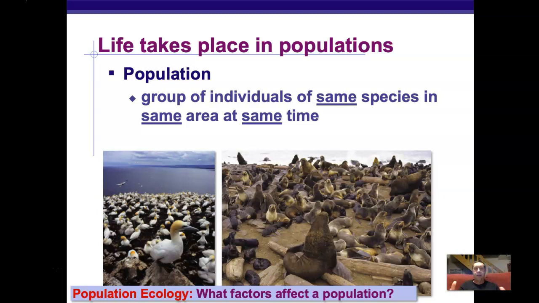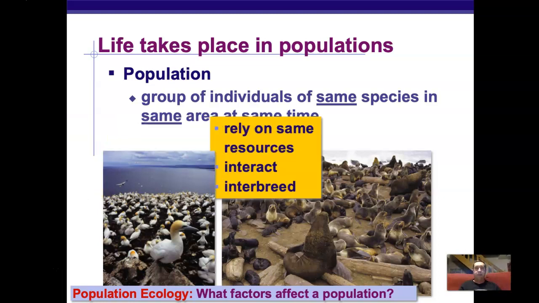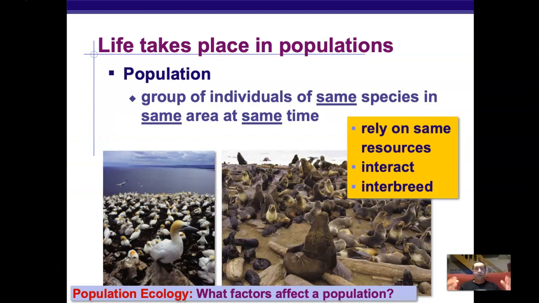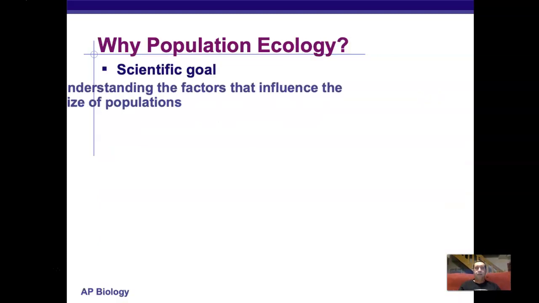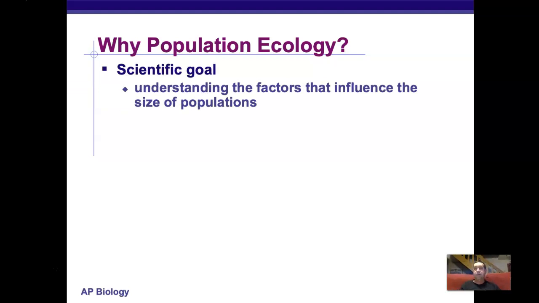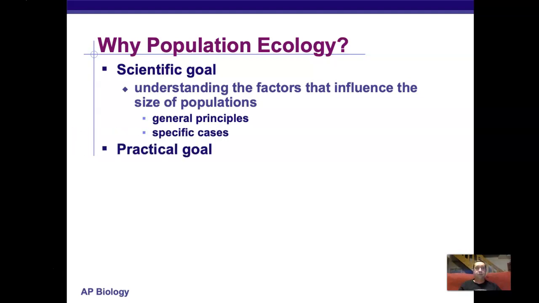So population ecology looks at the question, what factors affect a population? Do they rely on the same resources? Do they interact? Do they interbreed? Those are the kinds of questions we're looking at. So what is the scientific goal? Well, the scientific goal is to understand the factors that influence the size of populations. What are the general principles there, and the specific cases that show us those general principles.